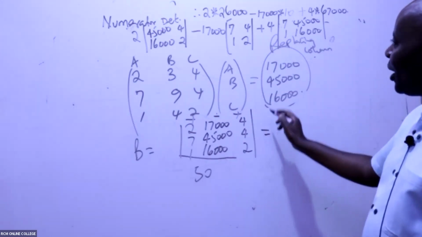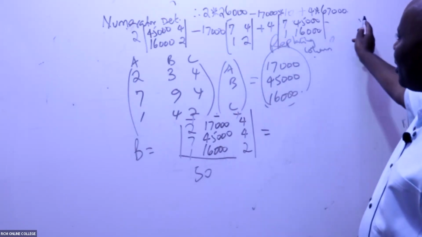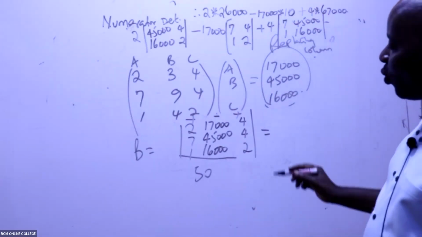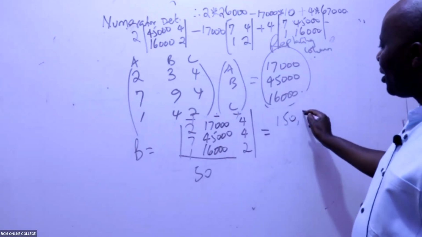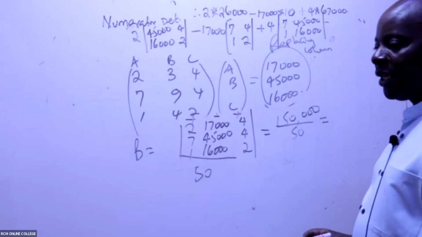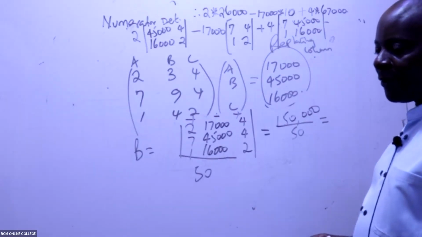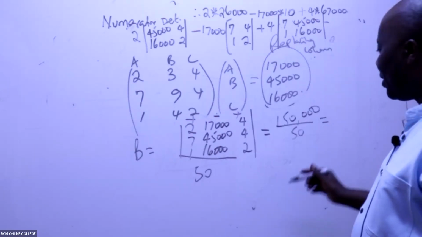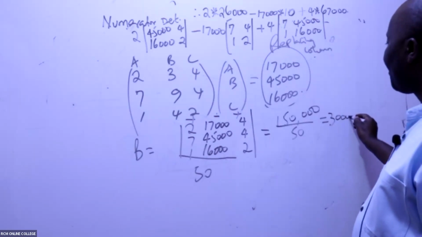What figure are we able to get if you just follow this now? If you follow this now, what figure are we able to get? 150,000 divided by the 50. Divided by the 50. So then at the end of the day, what figure shall we get? So we have there 3,000. I'm being given 3,000 units.